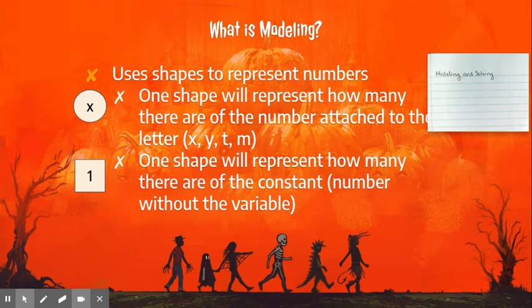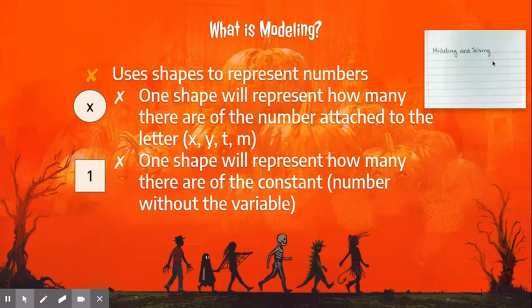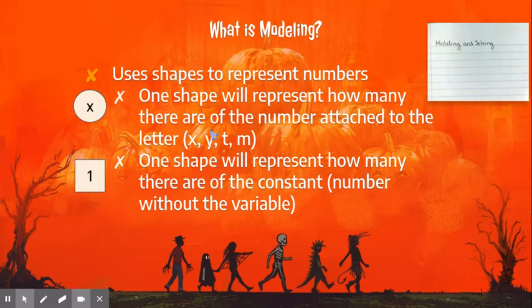These use shapes to represent our numbers and our variables. Okay, so that should say and variables as well. One shape, in here I have it as a circle, is going to represent how many there are of the number attached to the letter. That's your variable. What's the number attached to the variable? Usually they represent them as x's for you, but it could be any letter.